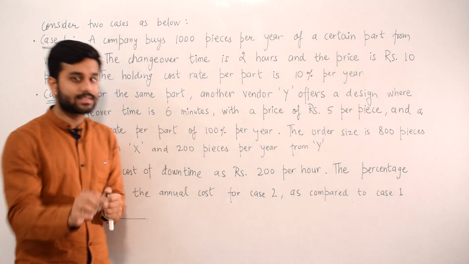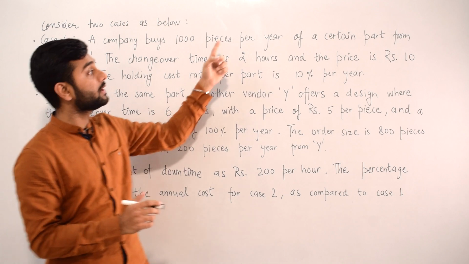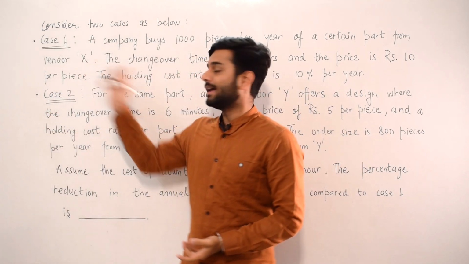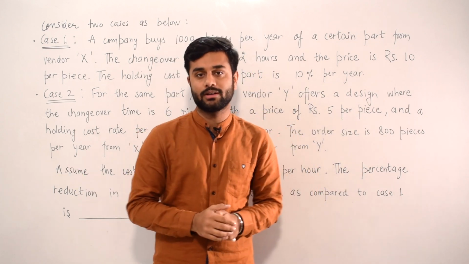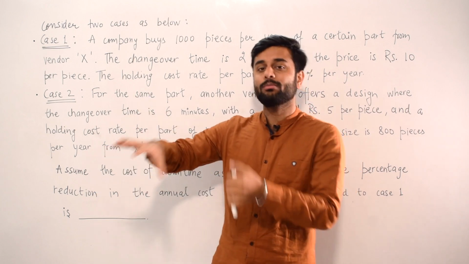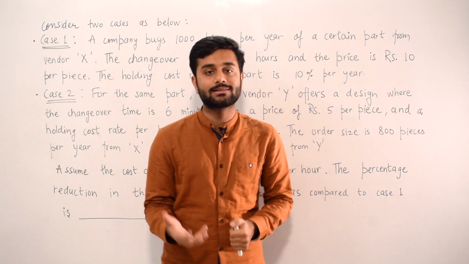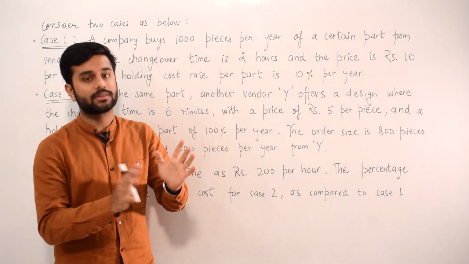The first case, case 1, is that a company buys 1000 pieces per year of a certain part from vendor X. So there is a vendor X who sells some part, some product, and there is a company who buys those parts from the vendor. And how many parts does it buy? 1000 pieces per year of a certain part.